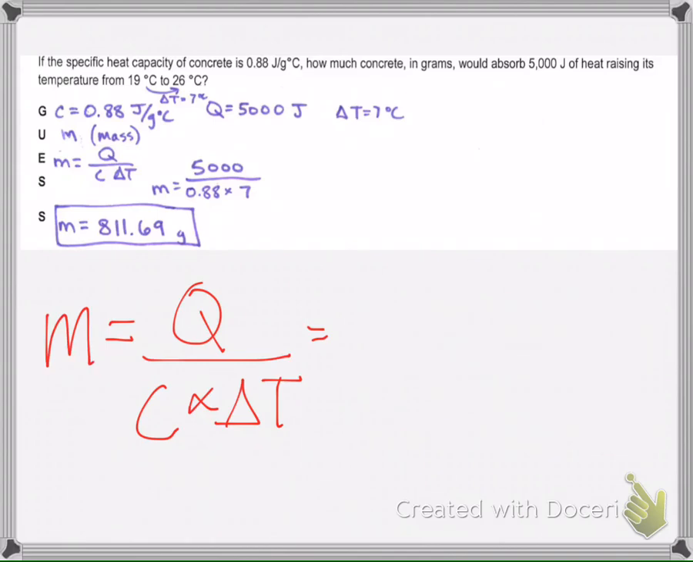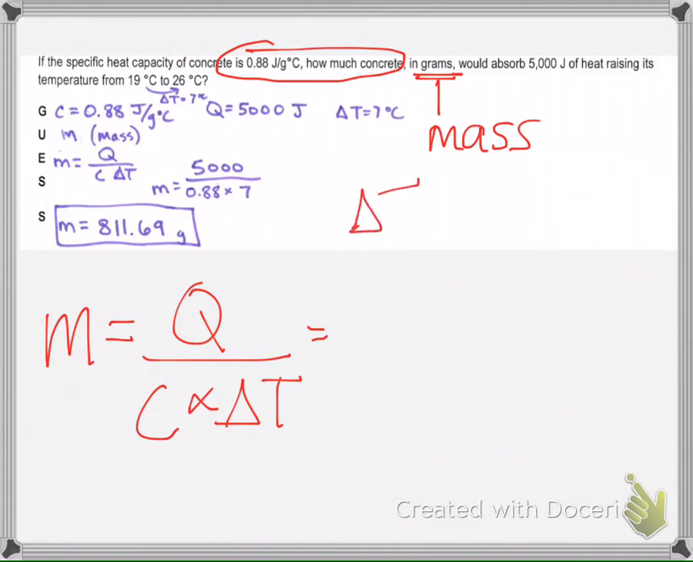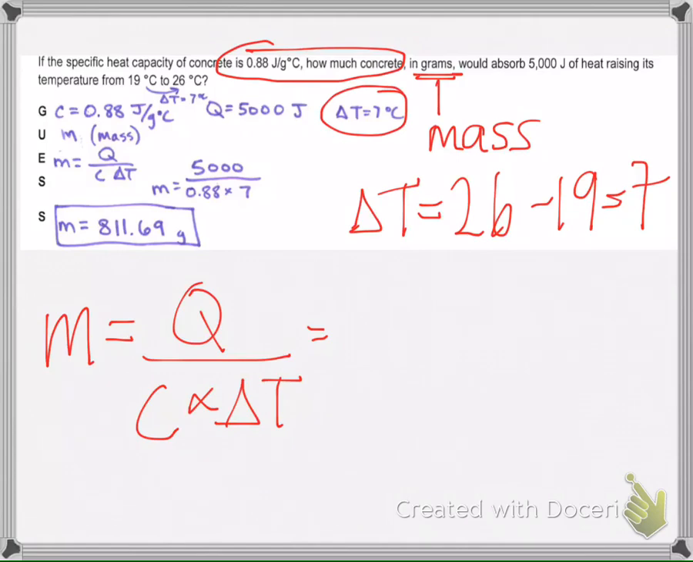So per the problem, I know the specific heat of concrete. That's given to me. We want to know how much concrete, in grams, so I'm looking for mass, would absorb 5,000 joules of heat, raising the temperature from 19 degrees Celsius to 26 degrees Celsius. Well, to determine the change in temperature, you've got to do 26 minus 19, which is 7. So I have my change in temperature, I have my Q, that's given. My specific heat is also given.